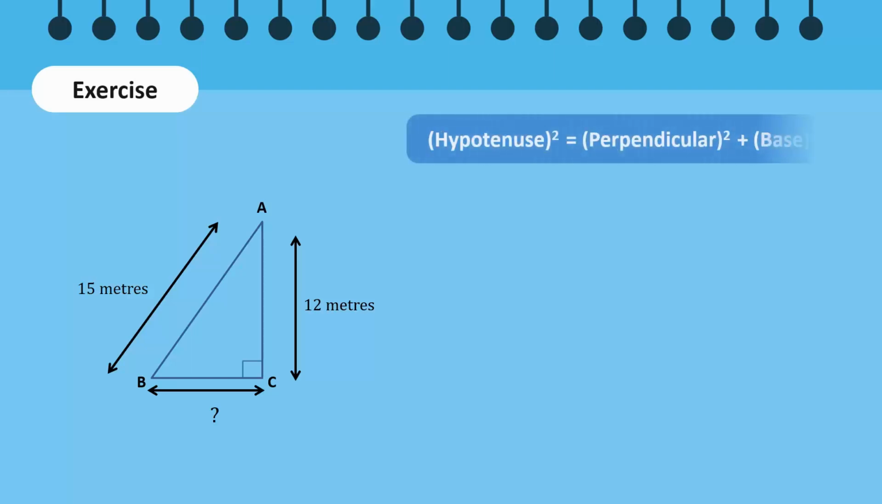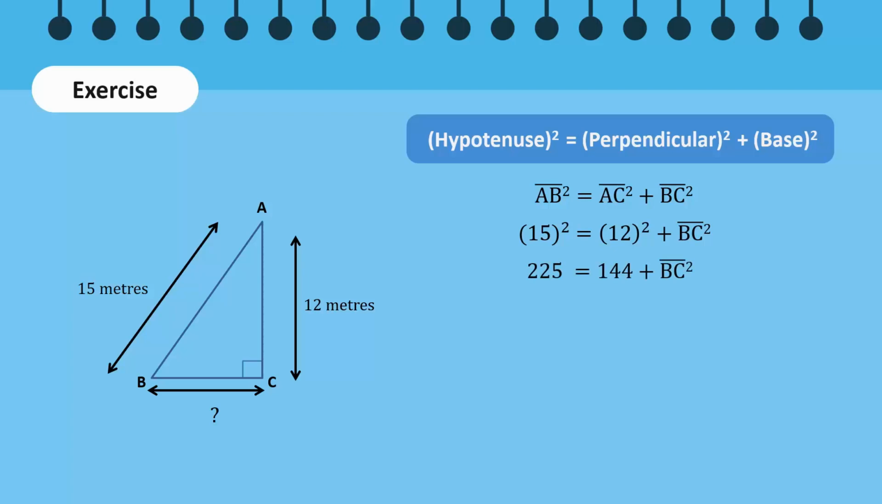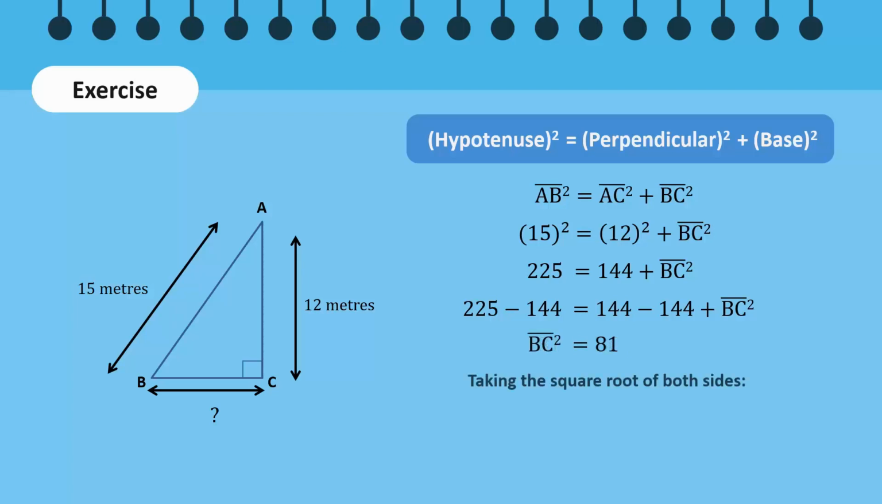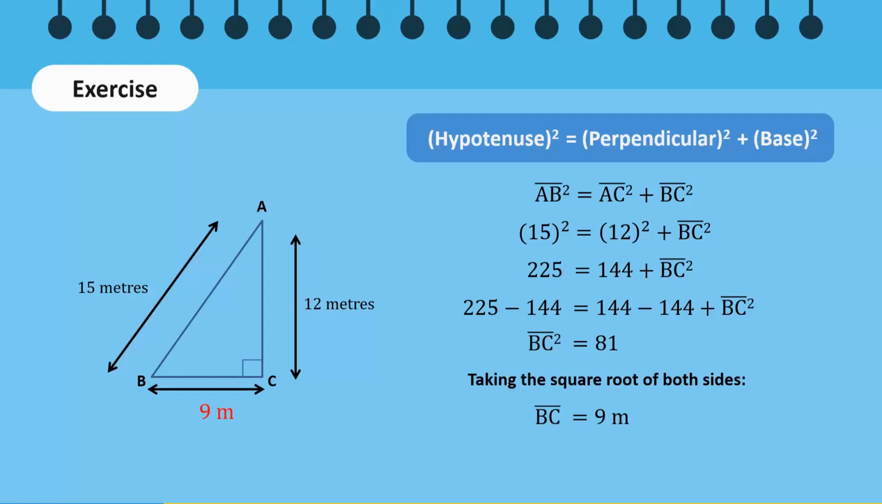Applying the Pythagoras theorem to the triangle, AB squared is equal to AC squared plus BC squared. Replacing these with their numerical values, 15 squared is equal to 12 squared plus BC squared. Simplify this further and we get 225 is equal to 144 plus BC squared. Subtract 144 from both sides to get the square of BC. Flipping this equation, we can see that the square of BC is equal to 81. Taking the square root of both sides, we find that the length of BC is equal to 9 meters.